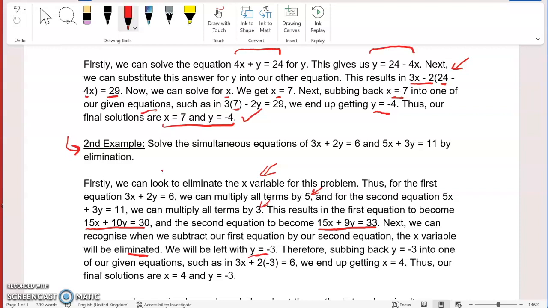Therefore, subbing back y equals negative 3 into one of our given equations, such as this one right here, then we get 3x plus 2 brackets negative 3, which is the y value we've subbed in, equals 6, and solving for x, we get x equals 4. Thus, our final solution set in this case is x equals 4 and y equals negative 3.